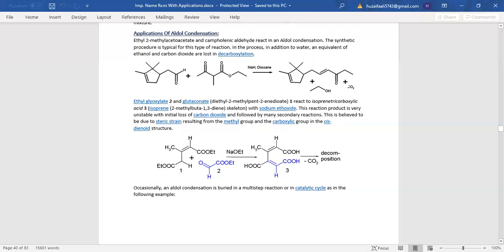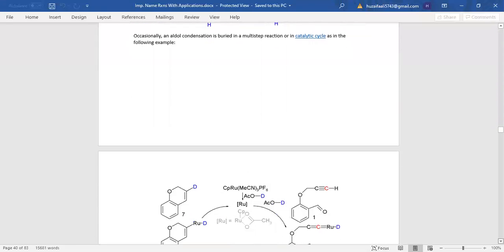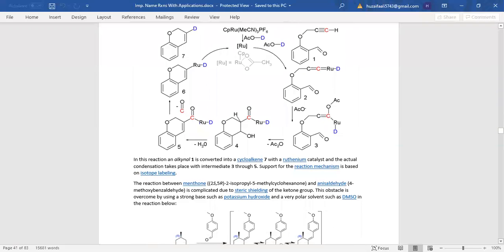dienoid structure. Occasionally, an aldol condensation is buried in a multi-step reaction or in a catalytic cycle, as in the following example. In this reaction, an alkyne is converted into a cycloalkene 7 with a ruthenium catalyst, and the actual condensation takes place with intermediate 3 through 5. Support for the reaction mechanism is based on isotope labeling.